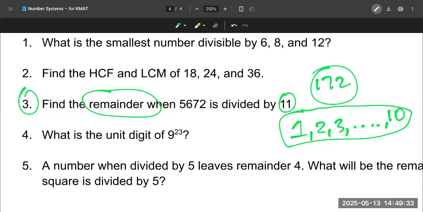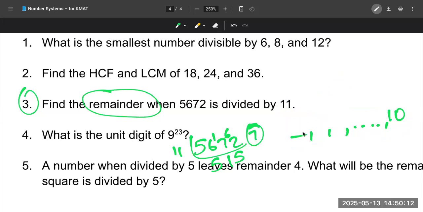Seven. How did you get that? You divided it by 11. And what did you get? 11 fives are 55. Then you will get 7 as the remainder. Yes, right. I think that is the easiest way you can do it.